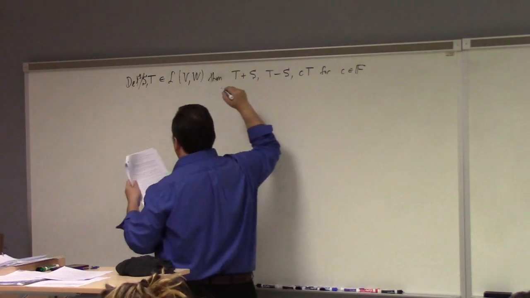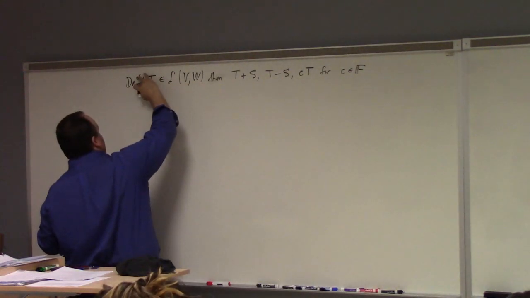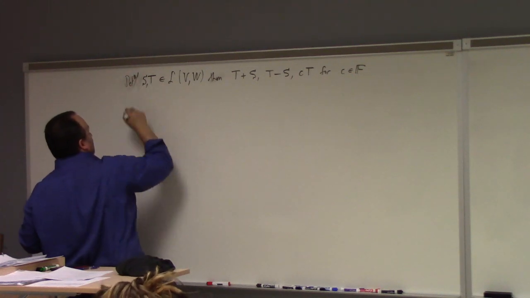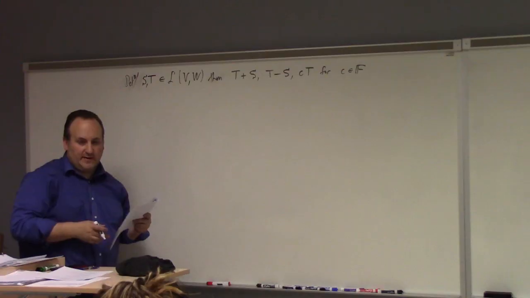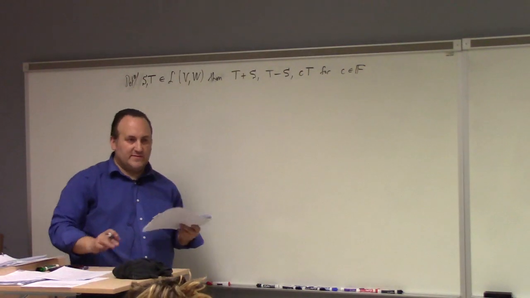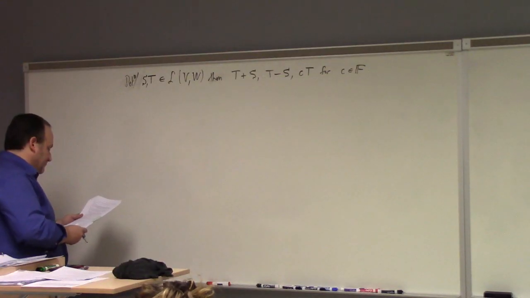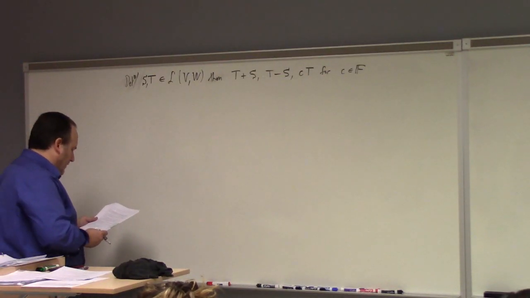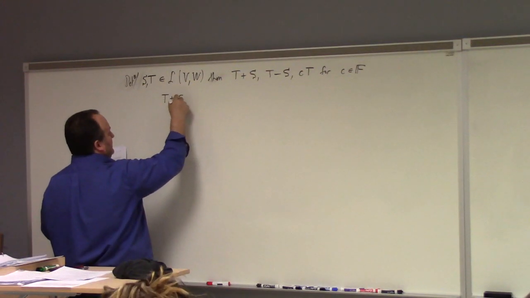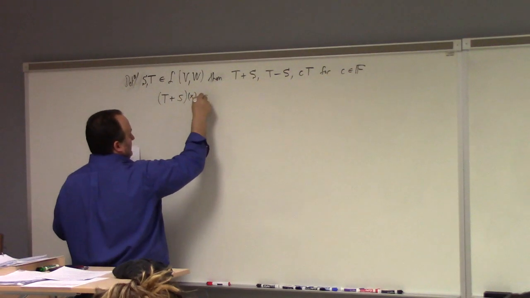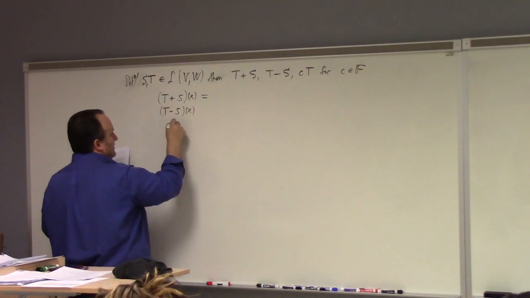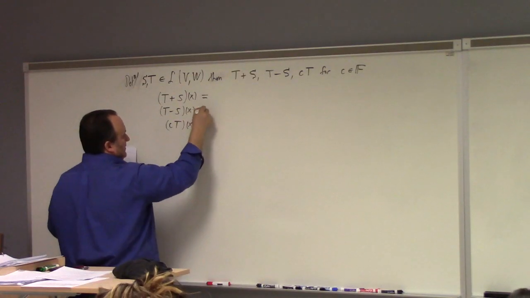Just to be clear, guys, we're working with vector spaces, V and W, over a field. I won't keep saying that, but V and W are always assumed to be vector spaces in here, over some field. Now, then here's the deal. T plus S of X, T minus S of X, and CT of X are equal to what?